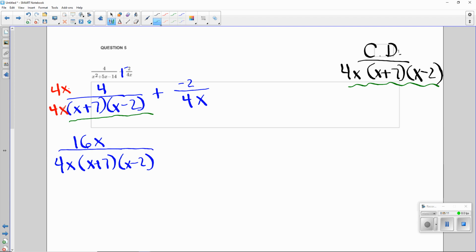Right fraction a little tougher because all it has is the 4x. It needs the x plus 7 and the x minus 2 so that it matches up with this common denominator. These have to look the same. So whatever I do to the bottom, got to do to the top.